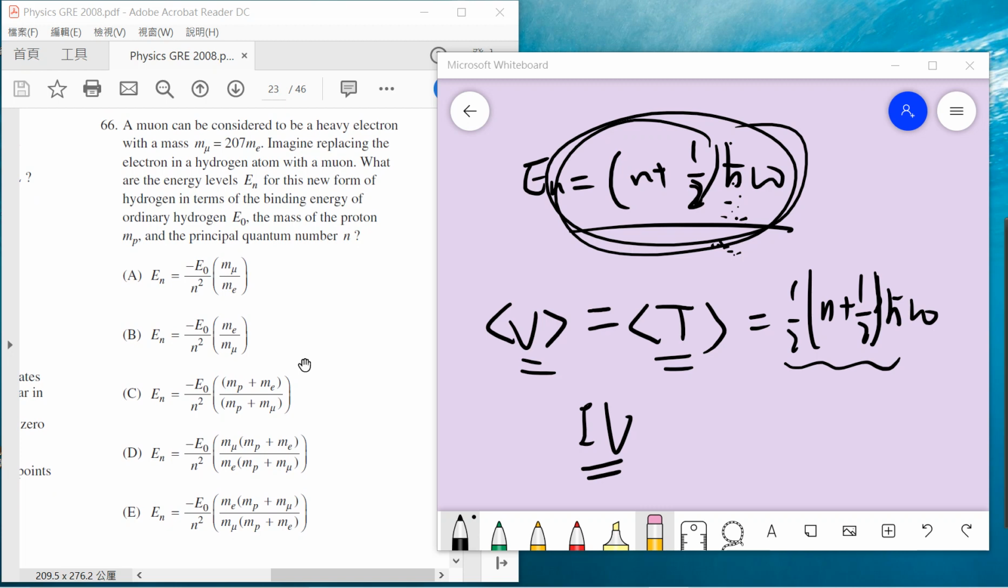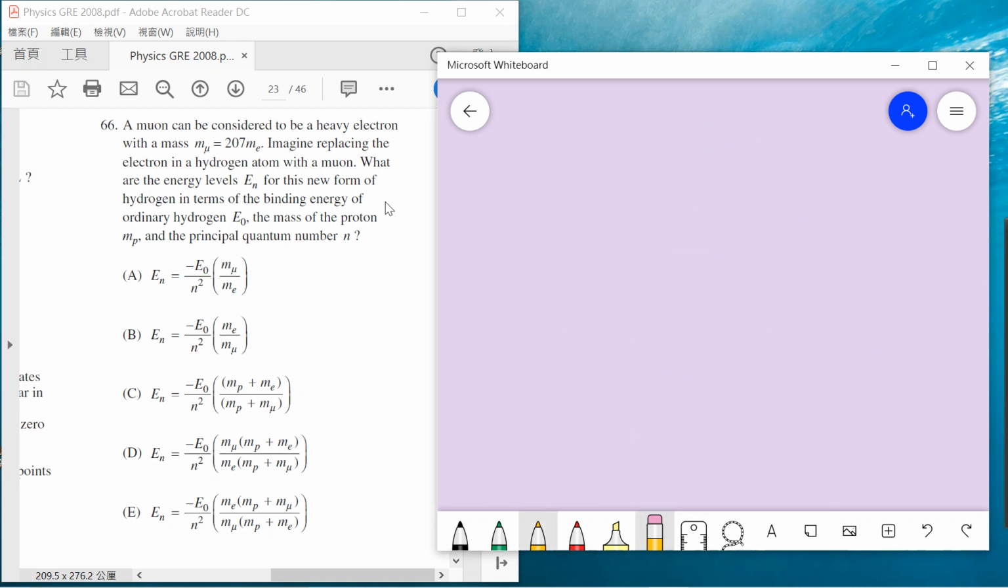Okay, so 66. A muon replaces the electron, and if you replace the electron in the hydrogen atom with a muon, how does the energy level change? Okay, nice. This is difficult. Basically, it just asks about the mass change, so all you need to do is find the mass change. Remember the effective mass, right? This is the important thing. The effective mass is basically the two masses m1 times m2 over m1 plus m2.